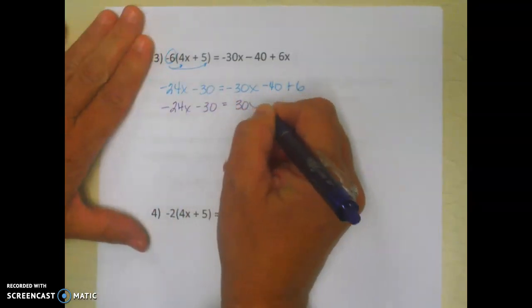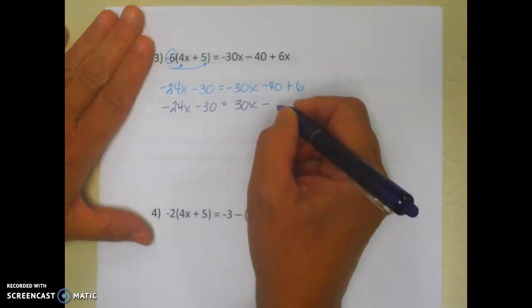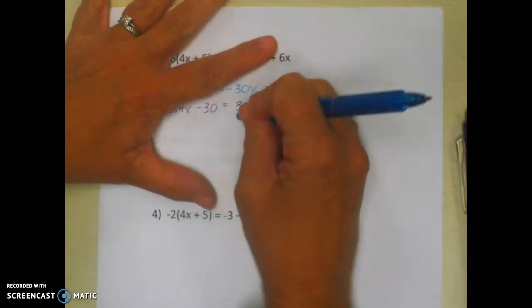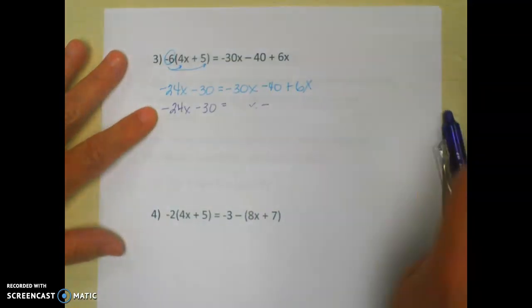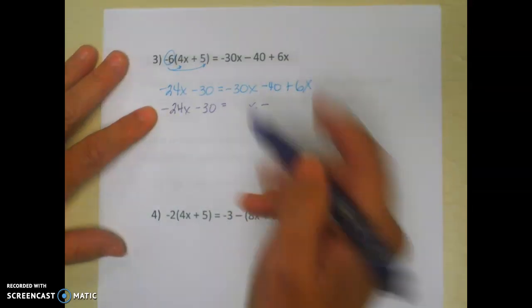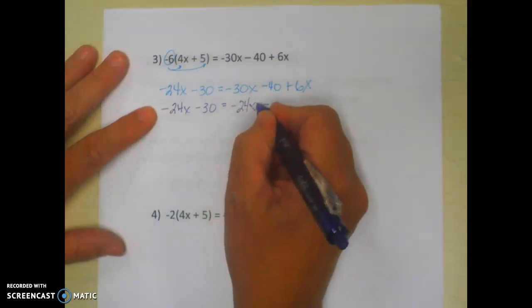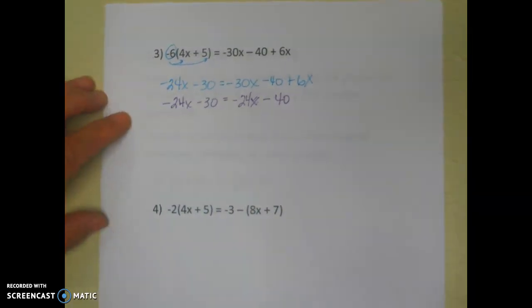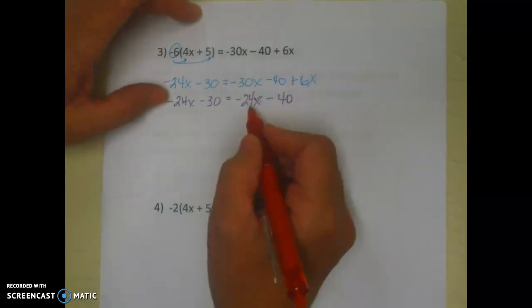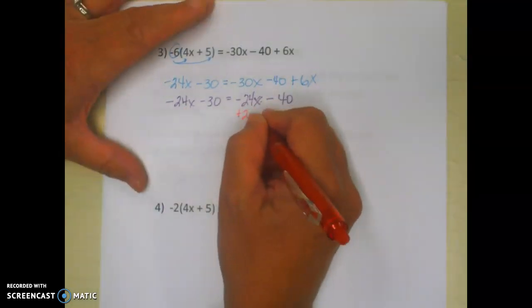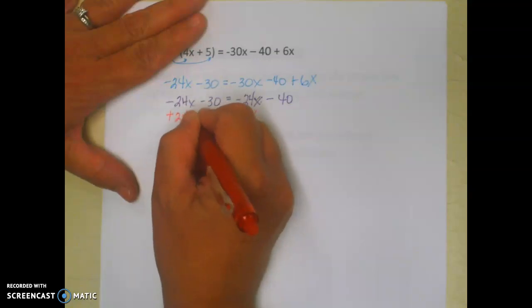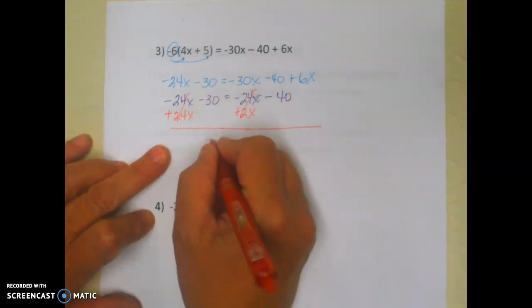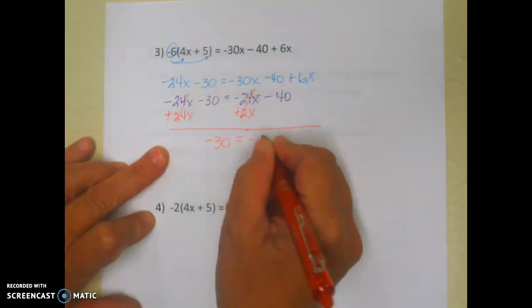So I have 30x minus, oh, this is 6x. So you've got to pay attention, don't you? All right. So if I combine my negative 30x and my 6x, that's going to give me a negative 24x and a minus 40. Okay, I want to move my variables to one side and constants to another. So I'm going to start with my variables, and I'm going to add 24x over here to move it over. But something happens when I do that. These cancel and these cancel, so I don't have any more x's. So all I have is my negative 30 and my negative 40.